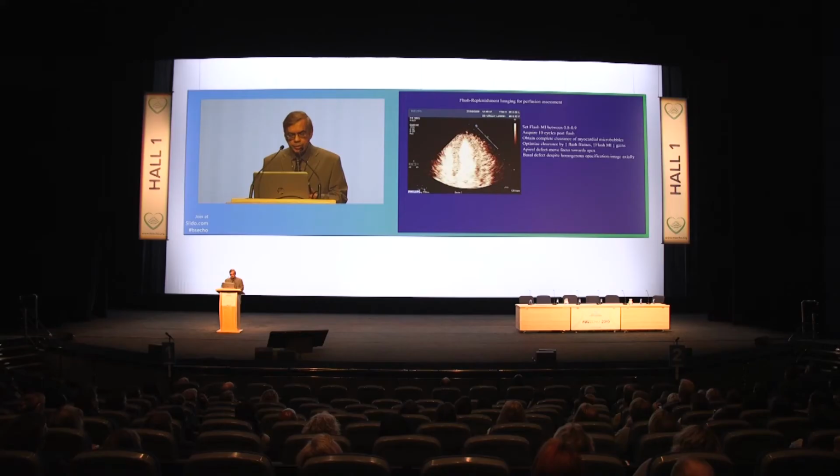And then as soon as you acquire those images, you come out of it, pause your protocol, and go straight for flash replenishment.